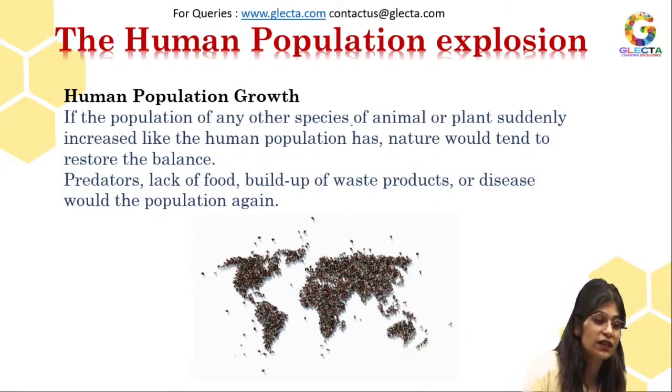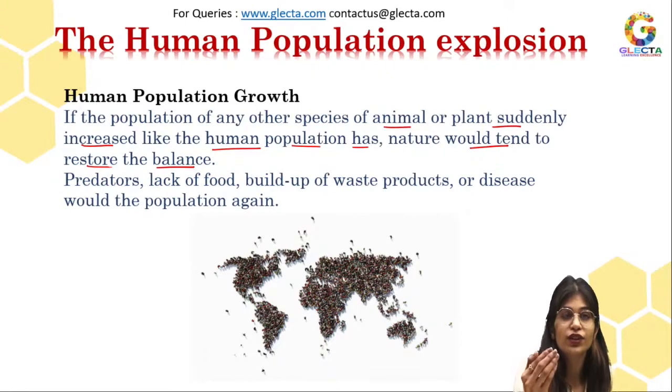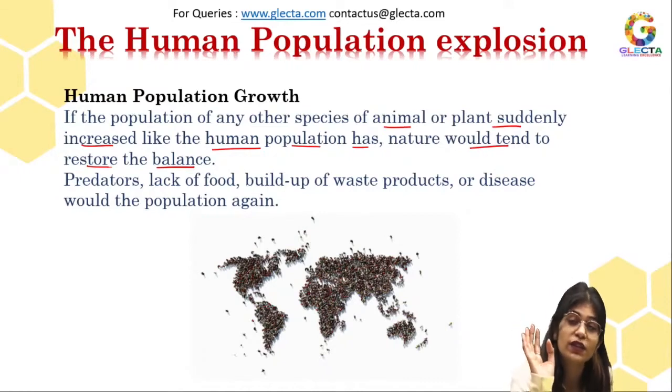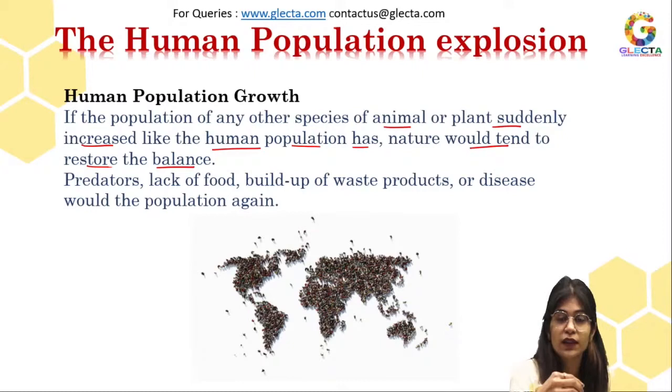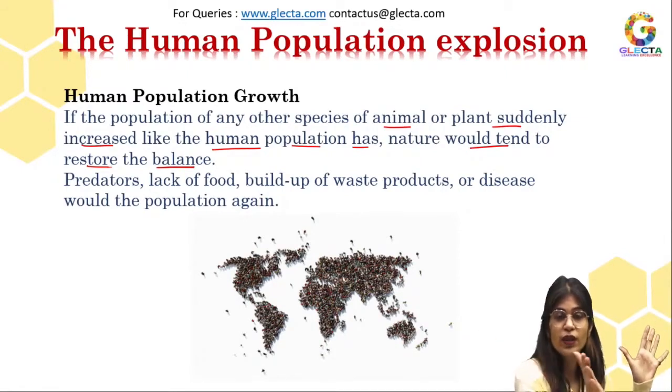If the population of any other species of animal or plant suddenly increased like the human population has, nature would tend to restore the balance. But that's something that humans can't afford. If you think about it, human population increases a lot, but at the same time, we're cutting the plants, not letting them increase their population. Other animals, unless the animal is in the jungle, we are also controlling that by forming biodiversities, natural parks, restricting their area. So instead of letting everybody live in harmony, humans are actually expanding their area, and, I would say, squeezing or somewhat decreasing the area of other organisms.